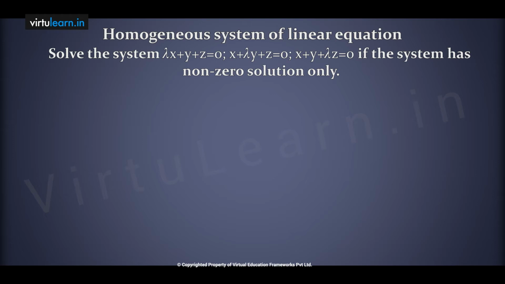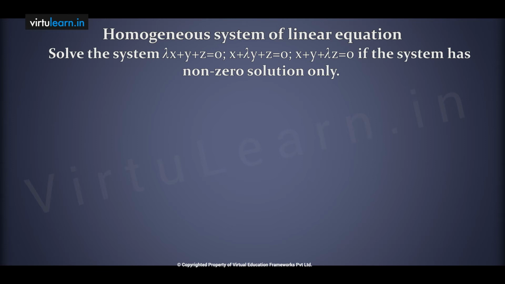Lambda x plus y plus z equal to 0, x plus lambda y plus z equal to 0, and third equation x plus y plus lambda z equal to 0. If the system has 0 solution only.